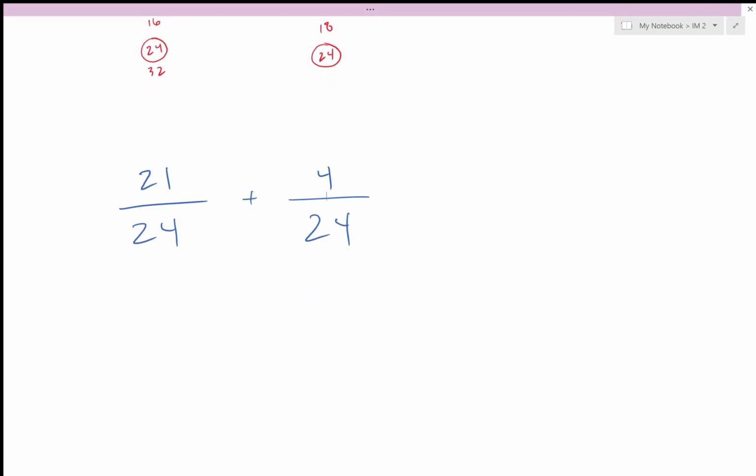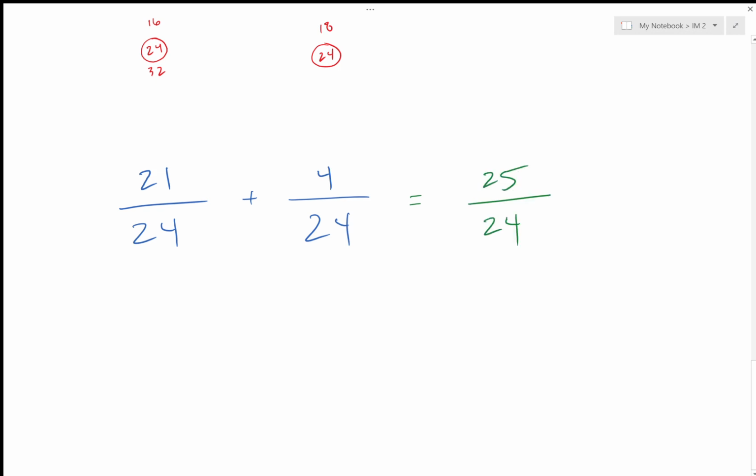But the reason we wanted to make these numbers a little bigger is because now we have common denominator and we can add these together. Bottom number stays how it is and the top number adds up to a 25.